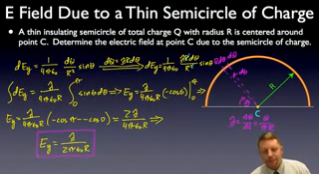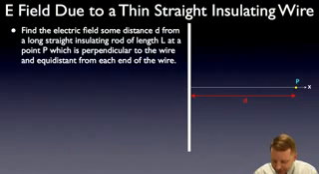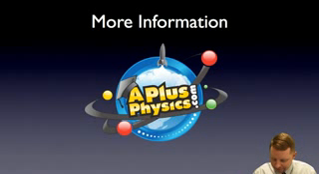So we get into some pretty heavy math, but really all the work is in the setup. Taking that little tiny bit of charge, finding the electric field due to that bit of charge, and then integrating, adding up all those little bits to give us the whole. There's our general strategy. Now the next one, we're going to do a thin straight insulating wire. This one's going to get a little bit more involved.